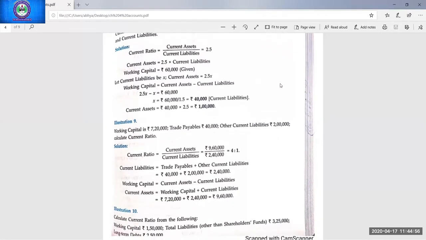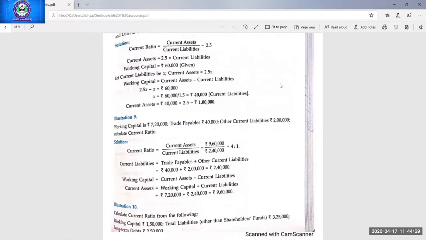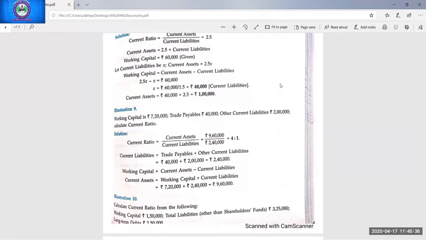Okay, one last question, students. Please try this question, everyone, to check whether you have understood the concept or not. Working capital 1,50,000. Total liabilities other than shareholder fund. It means shareholder funds are not included here. This is the total debt. Total liabilities means total debt, which means non-current liability plus current liability. 3,25,000. Then long-term debt is given, which is 2,50,000.